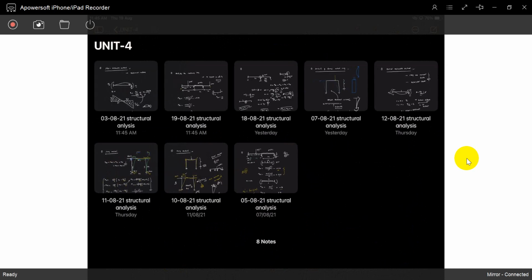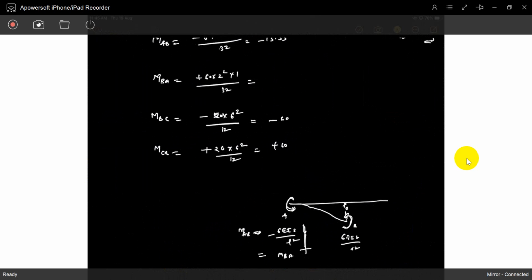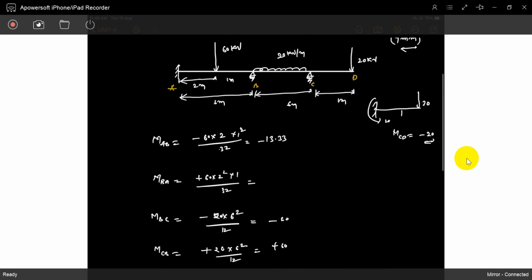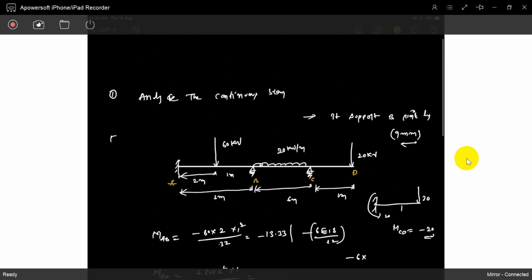But in the moment distribution method, we include it directly as 6EI delta by L squared. We can directly include it. So MAB again has minus 6EI delta by L squared. What is that value? Minus 6 EI. I will give EI here. EI is 10 to the power of 12.